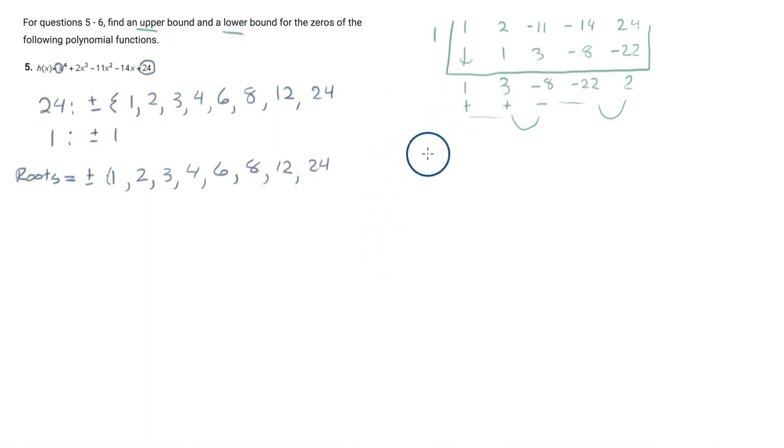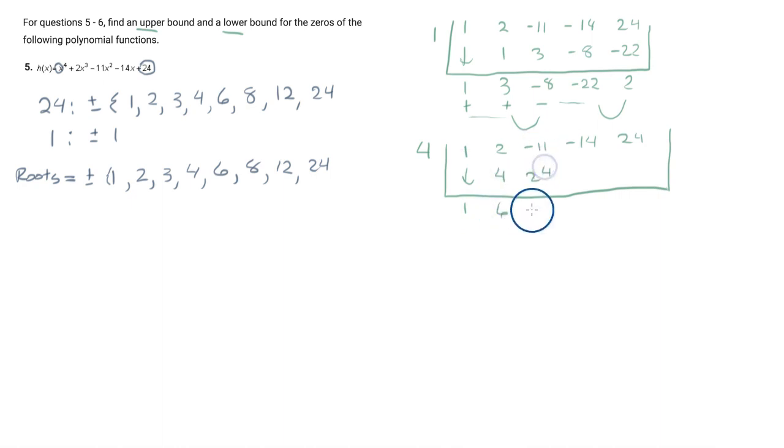Let's see what happens when we test out a number like 4. So if we test out 4, we use the same coefficients. We're going to get 1 here, 4 here, 6, 24, 13, 52, 38, 152, and 176. Whew, that's a lot of multiplication and addition. So we see that our remainder is 176, which means that 4 also is not a root.